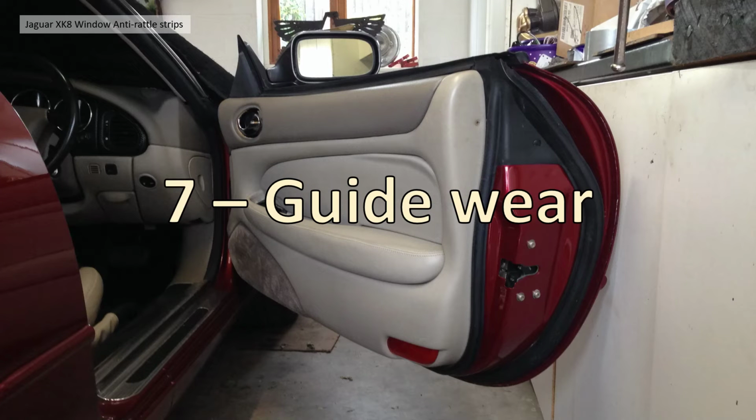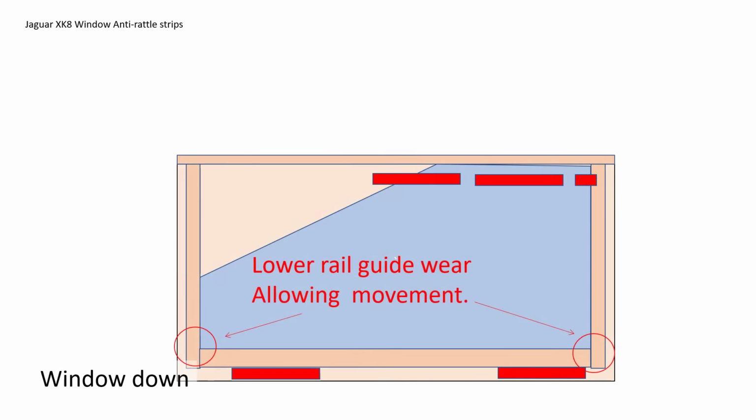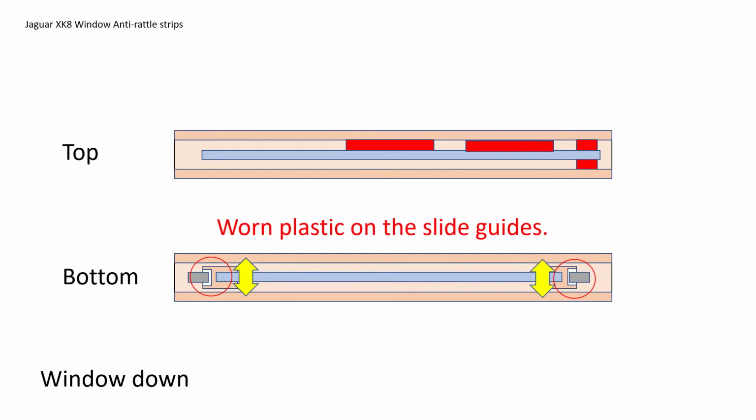Finally then, guide wear. As I mentioned earlier in the video, you can get wear in the guides where the window is located and runs off the runners. So, as I say, the lower guides right at the bottom of the door can allow movement. Basically, the plastic in between the metal, or what I've shown here in grey, that's the metal slide, and the actual aluminium bracket holds the glass to that metal slide. There's a white plastic inlay in there to help the running on the steel. Now these can wear over time and the whole thing rattles.